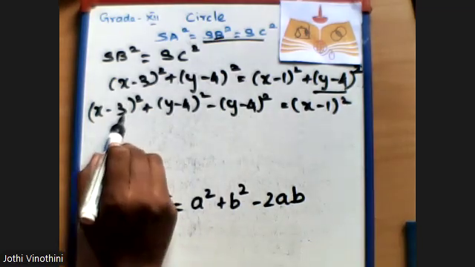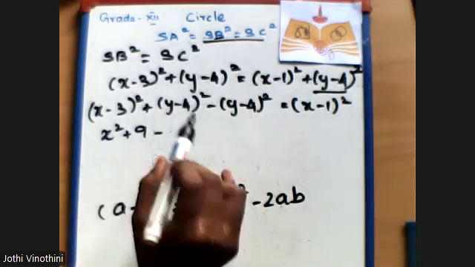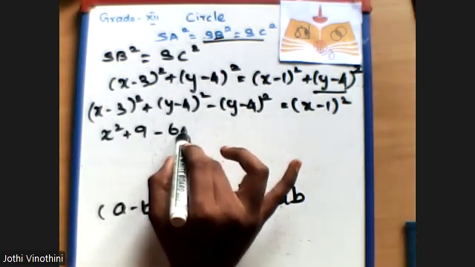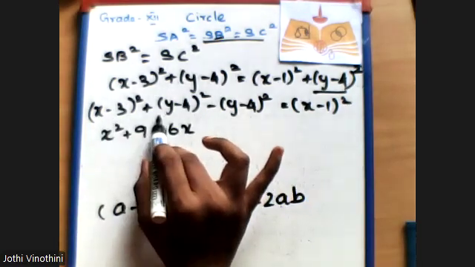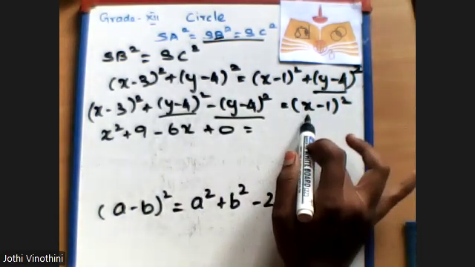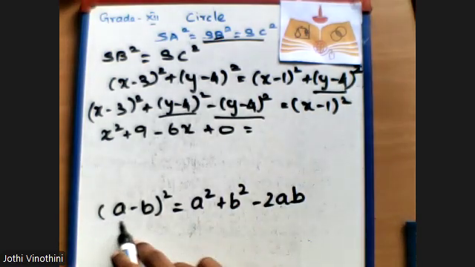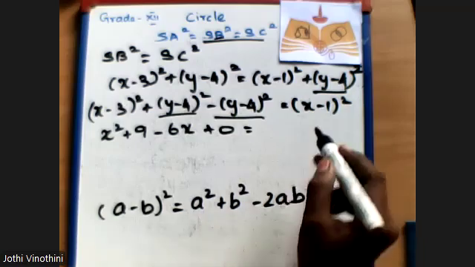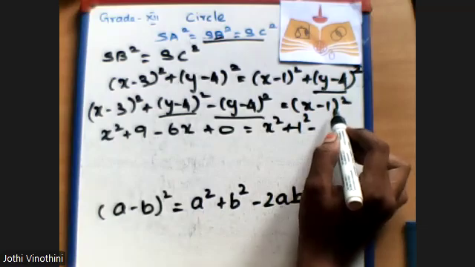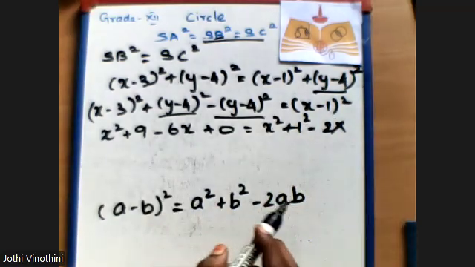So what will we get? x squared plus 9 minus 2ab, so 2 multiplied by 3 multiplied by x, it will be minus 6x. So this term minus this term will be 0, which equals, again, this (x minus 1) the whole square also lies in the same format as (a minus b) the whole square. So x squared plus 1 squared minus 2 times 1 times x, so it will be 2x. Right?